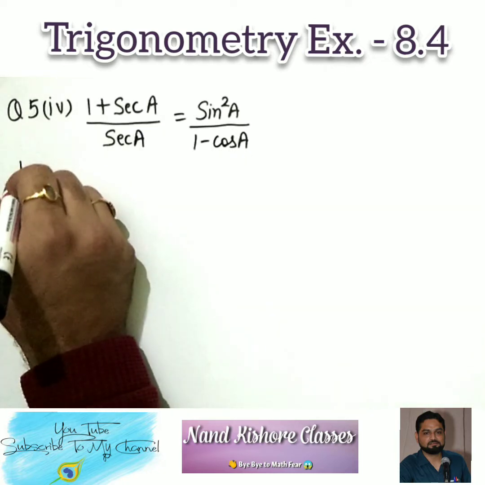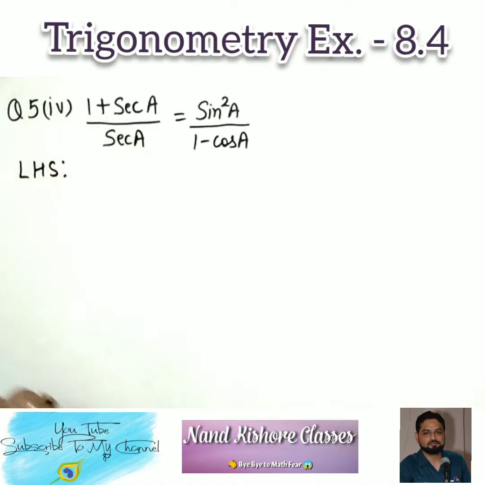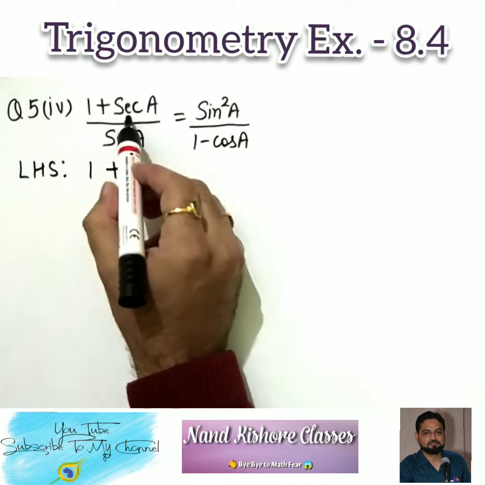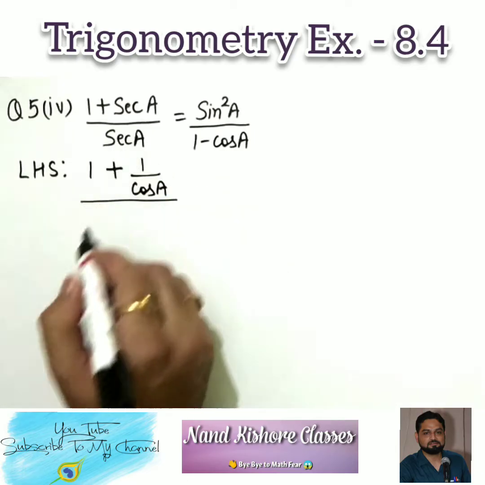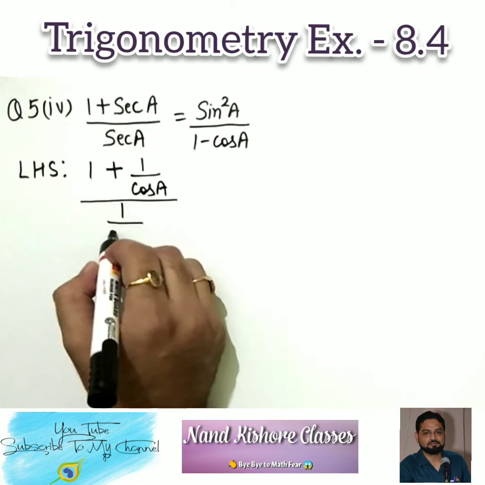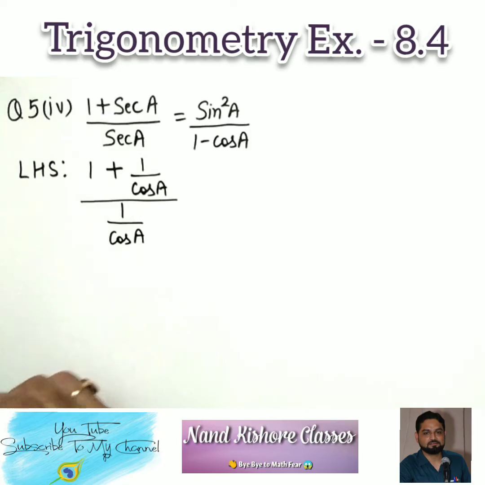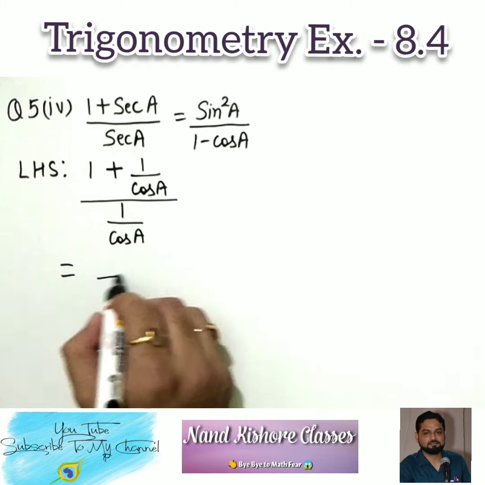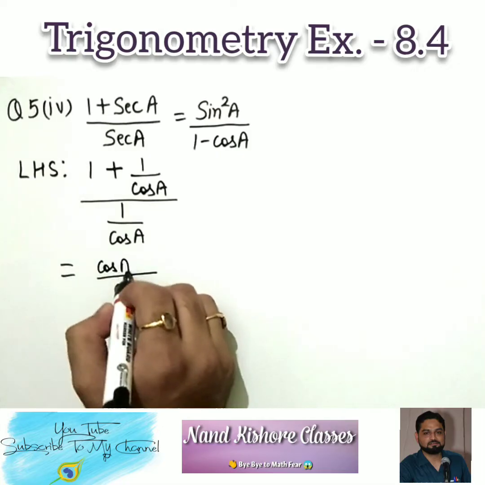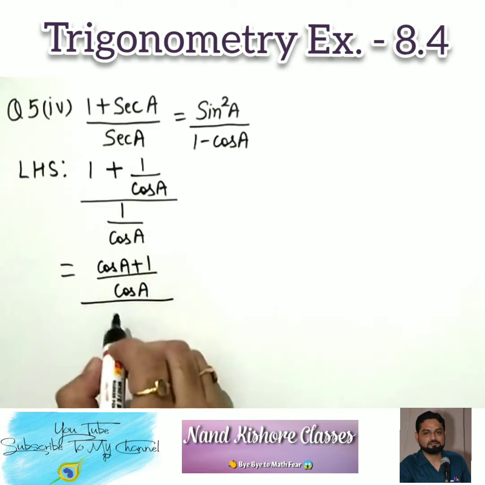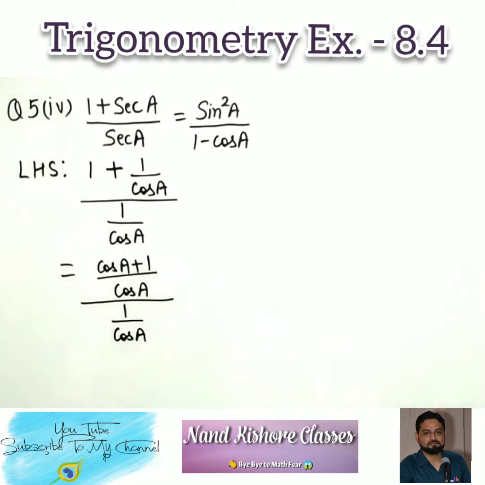Let us solve the left hand side. 1 plus secant a can be written as 1 plus 1 by cos a, right? And in the denominator as well, we have secant a, which can be written as 1 by cos a. Taking the LCM in the numerator, cos a is multiplied with 1, and we get cos a plus 1. In the denominator, we already have 1 by cos a. This cos a and this cos a cancel, and we get cos a plus 1. So that is the answer for my left hand side.